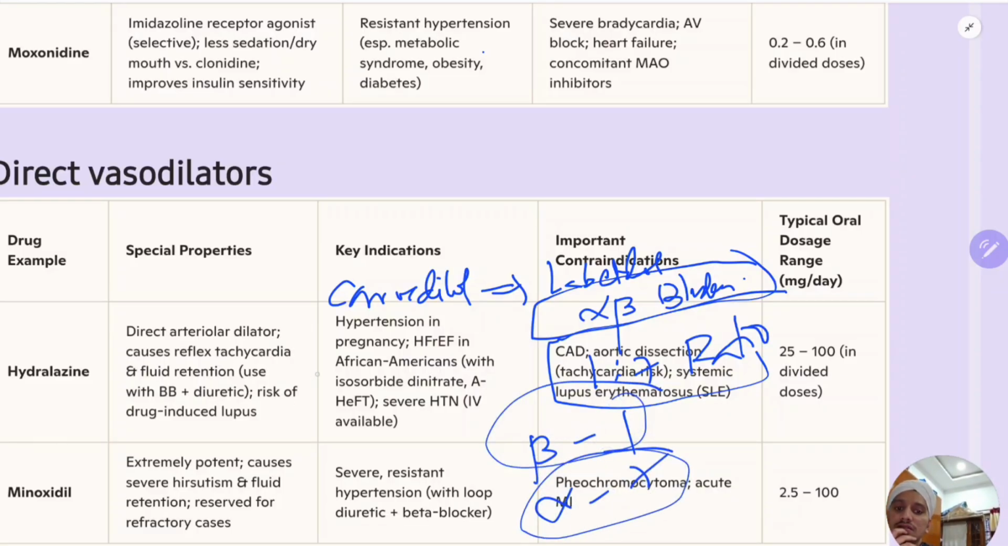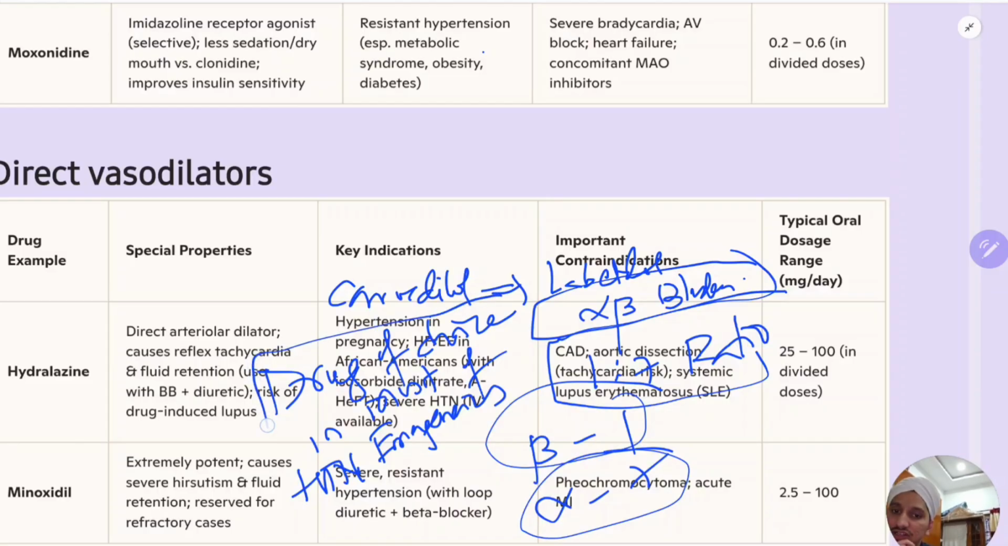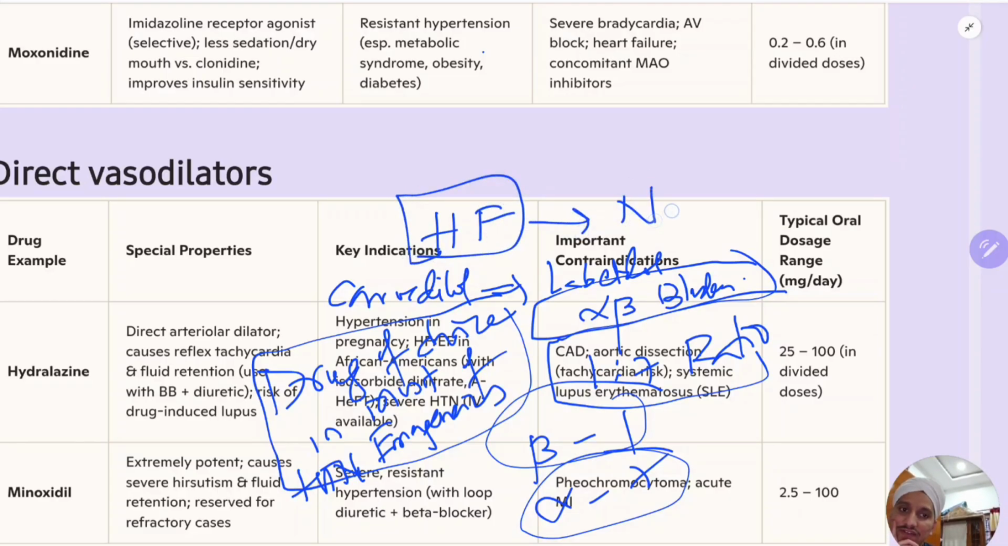So Labetalol is the drug of choice in most of the hypertensive emergencies, except in patients with heart failure. You should not use it there. There the drug of choice is IV nitrates, which reduce the preload, afterload, and BP all. So IV nitrates are the drug of choice in heart failure patients. For the rest, in almost all of the hypertensive emergencies, Labetalol is nowadays the drug of choice.